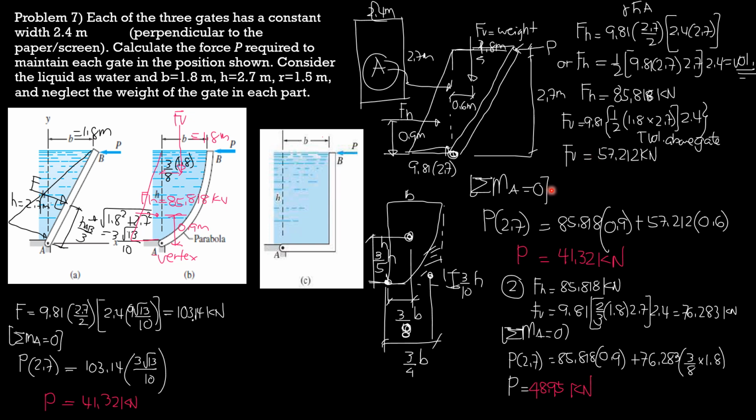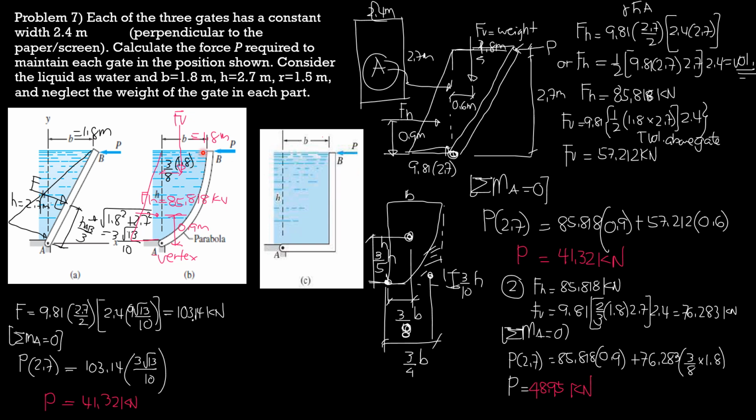Then summation of moments about A equals 0. So P times 2.7, this is point A. We have reactions here but not involved, 0 moment arms, is equal to FH times 0.9 plus FV times 0.6. So this is FH, the moment arm is 0.9, 1/3 of 2.7. And this is FV, 57.212, the moment arm is 0.6. Solving for P, it is equal to the same answer here, 41.32 kilonewtons.